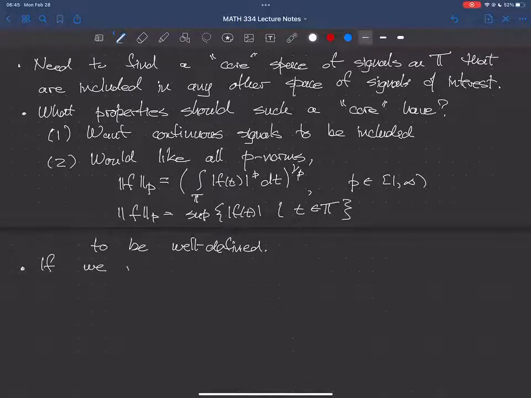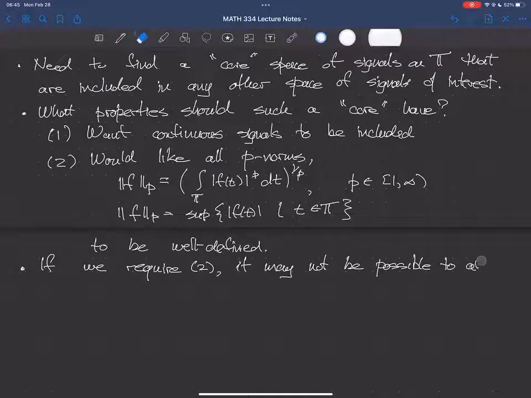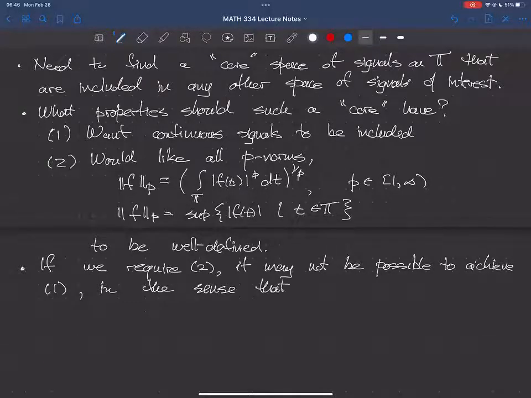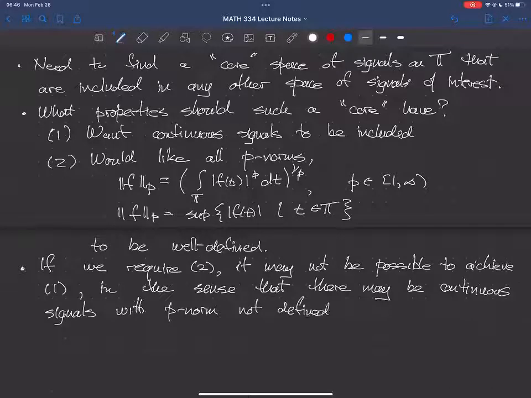If we require 2, it may not be possible to achieve 1, in the sense that there may be continuous signals with P norm not defined. And this may be true for some P or for all P.